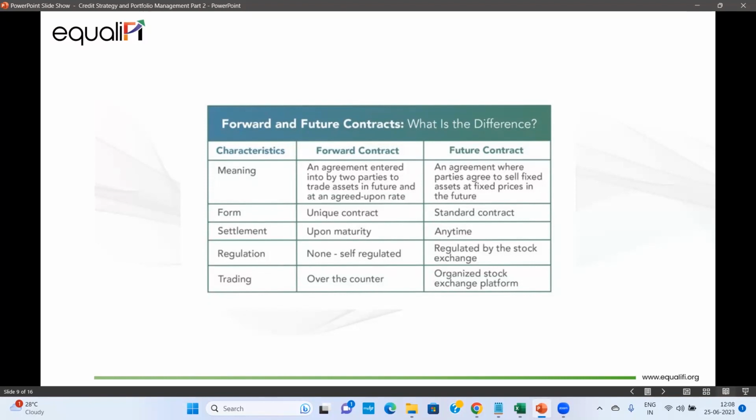When it comes to regulations, who is regulating a forward contract? Nobody is regulating a forward contract, but a future contract is regulated by the stock exchange. Trading can happen over the counter for a forward contract. For a future contract, it is an organized stock exchange platform or a commodity exchange platform where the trading can take place. That is the basic difference between future and forward contracts.